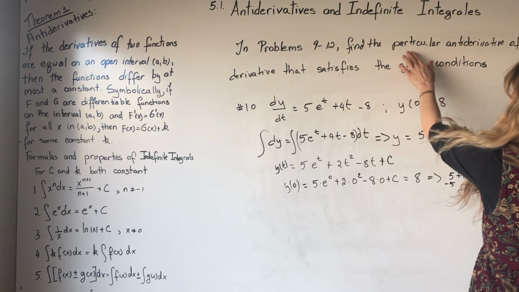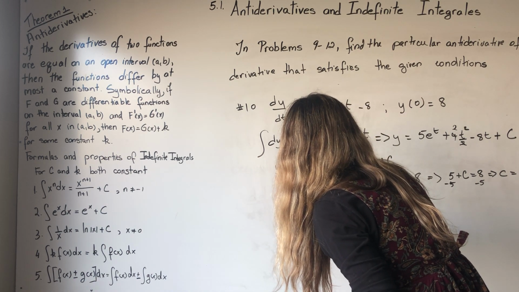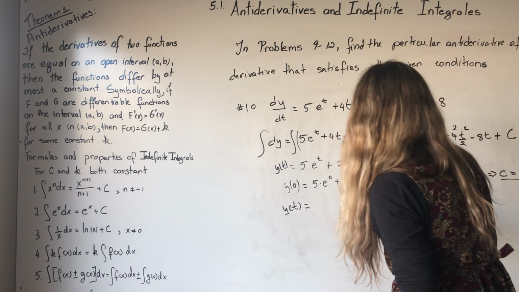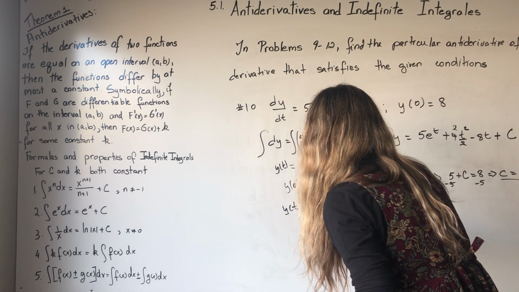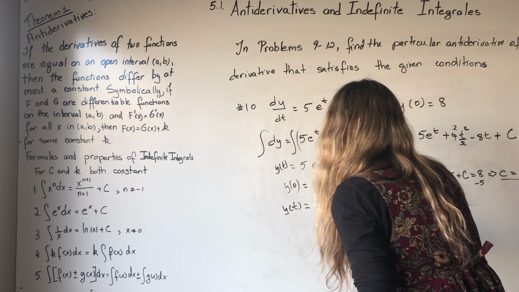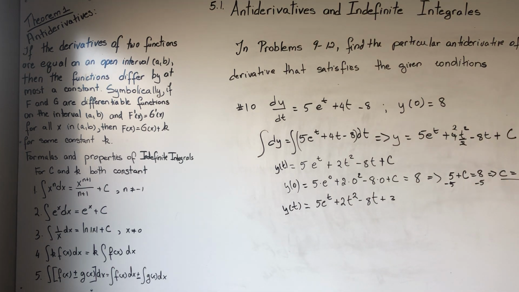So what is our particular antiderivative? So it will be y of t equal to, instead of c I'm going to put 3. So I have 5e to the t plus 2t squared minus 8t plus 3. Okay, now let's do one more and be done with it.